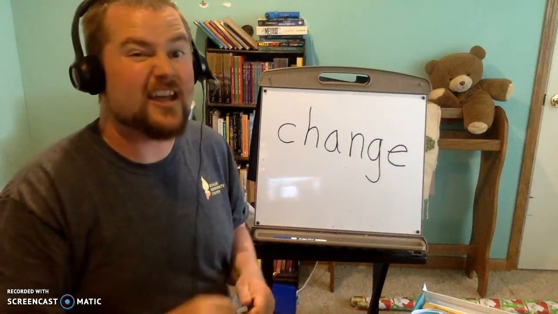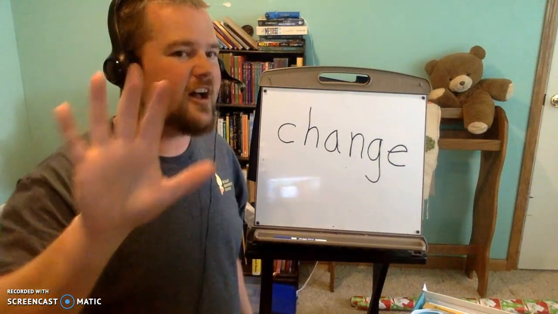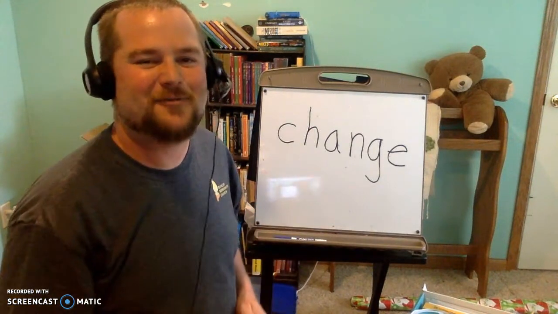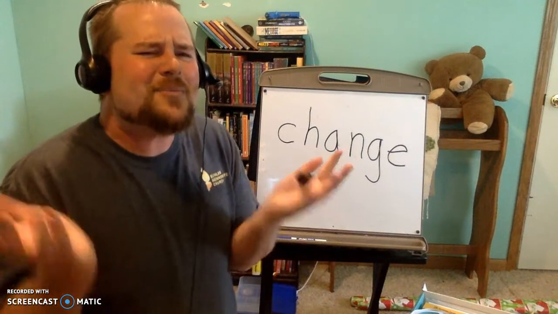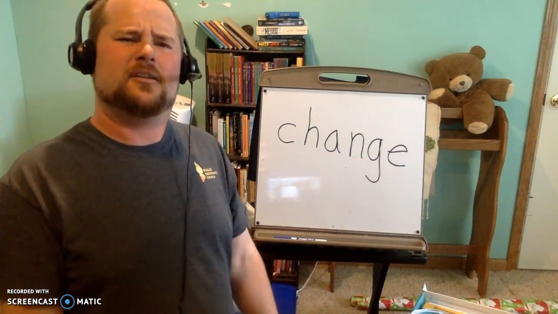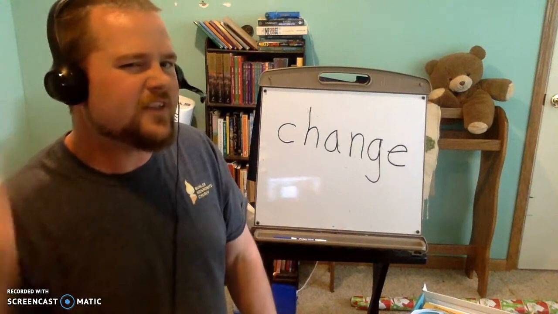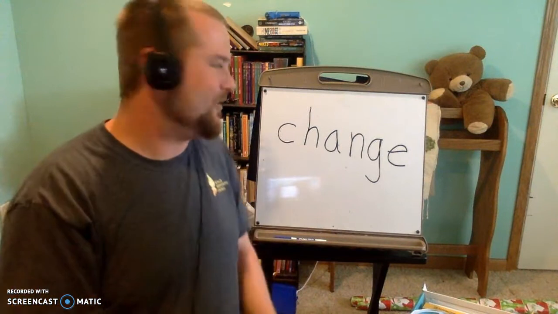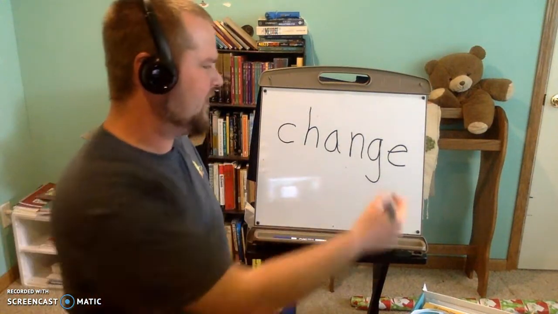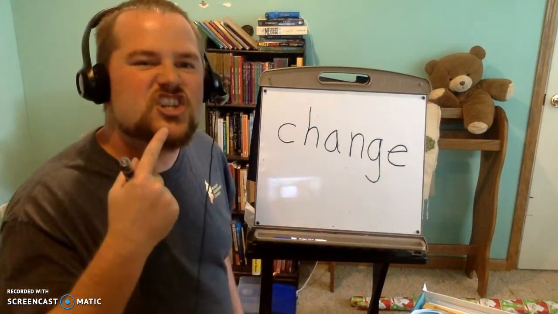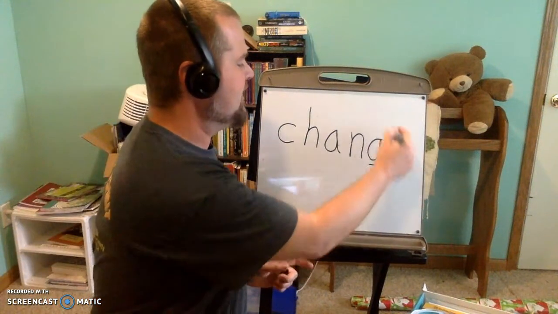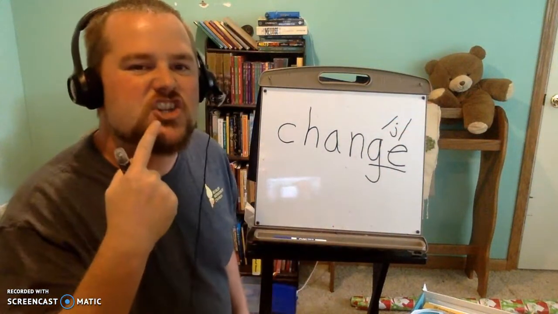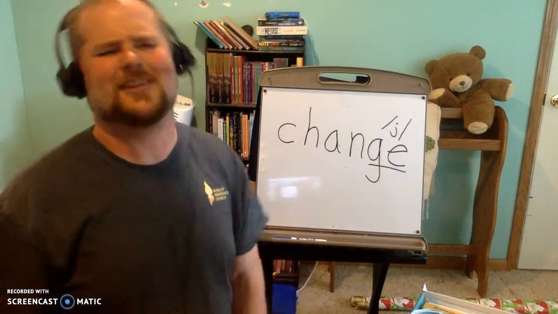Change. Okay. First, let's talk about this word. What is tricky about spelling this word change? What do you think? Elijah, what do you think? Well, yes, Elijah, hopefully you said there's a G that says J. So remember that G-E makes a soft G sound. It sounds like a J.